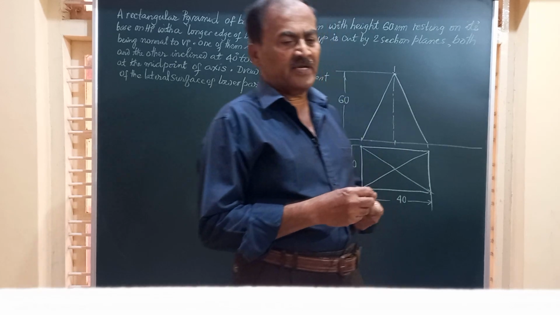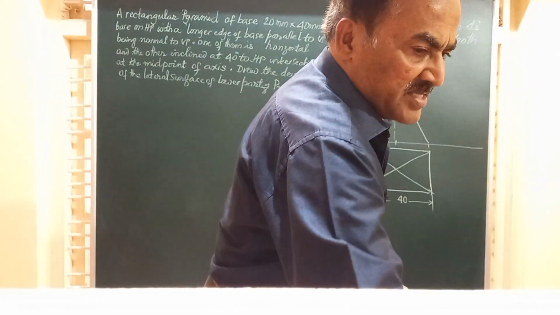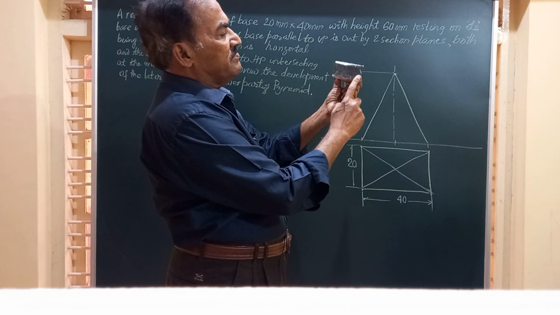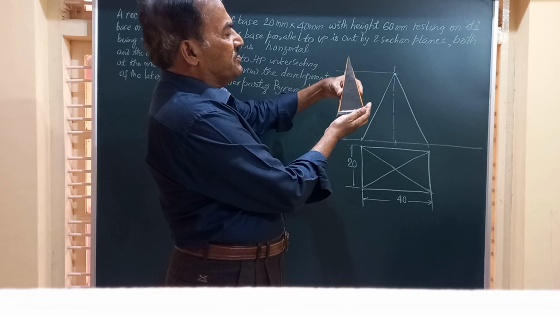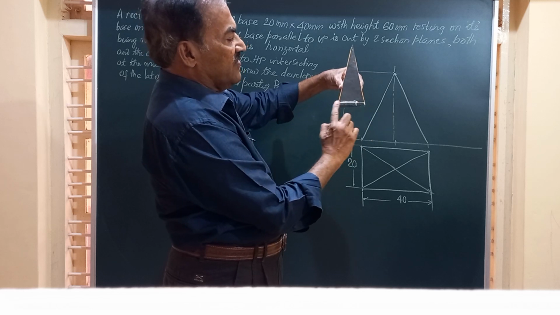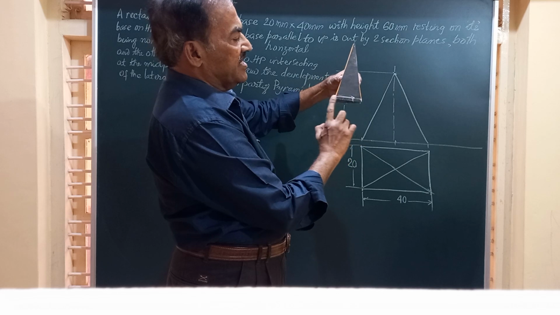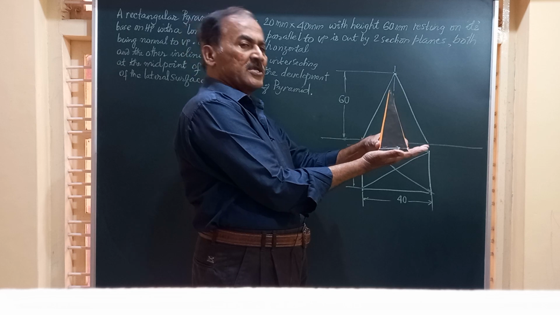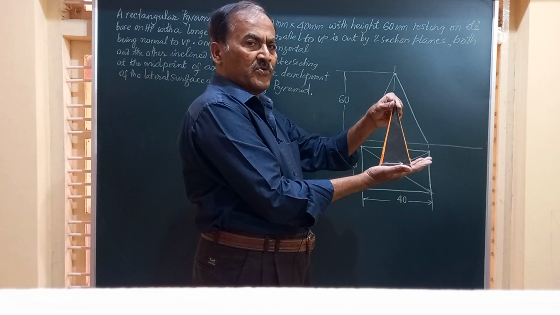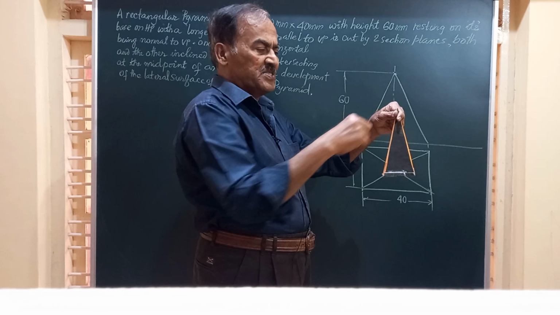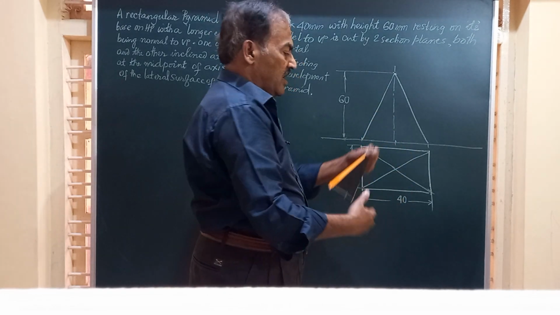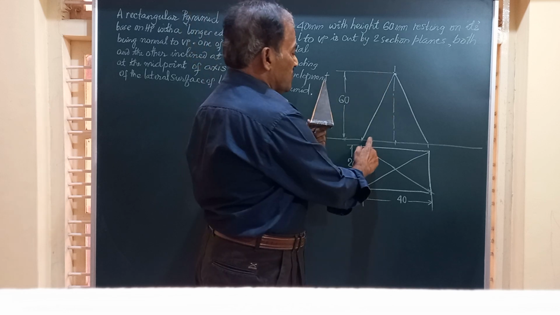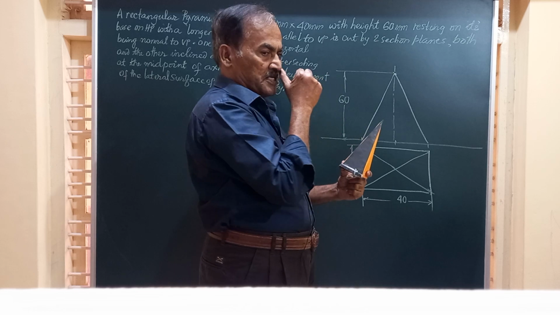Friends, it is a rectangular pyramid and it has been given that it has got a rectangular base. This is 40 by 20. It is resting on HP on its base such that one of the longer edges, not this longer edge, the 40 mm side, is parallel to VP. We will place it on HP like this and obtain the corresponding top view. The top view is going to be a rectangle with the diagonals joined like this, and the front view is going to be an isosceles triangle with base equal to 40 mm and height equal to 60 millimeter.